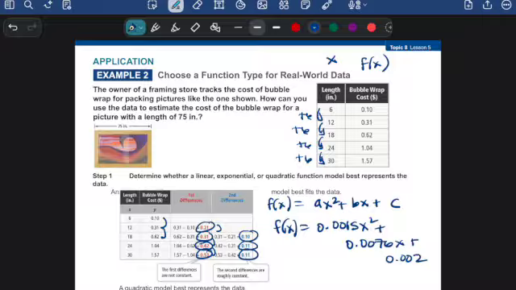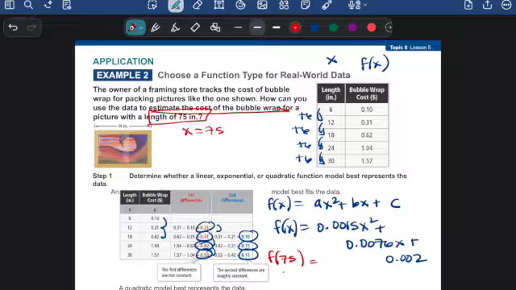So there's our function that represents this situation. We have one more step we need. We need to estimate the cost for the bubble wrap when the length is 75. That means what's our input? When x is 75. So we have an equation, we can just plug in our value. So we're going to evaluate f of 75. Plug that into your equation and calculate.